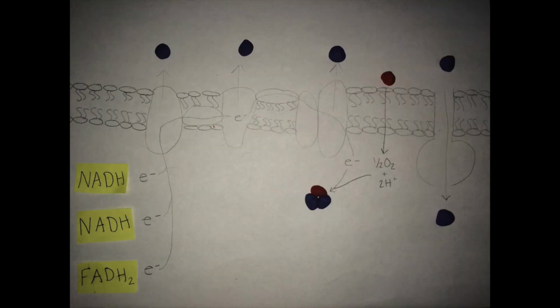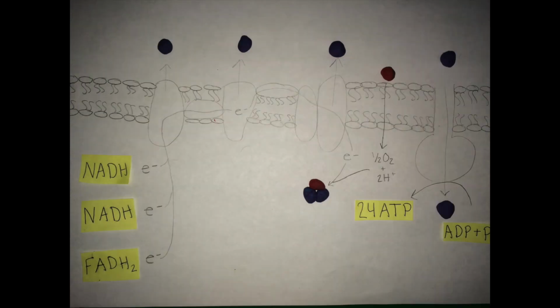Oxygen diffuses through the membrane and combines with protons and electrons to form water. 24 ATP are made during this process too. The products of cellular respiration are 6CO2 plus 6H2O plus energy, which is also the reactants of photosynthesis.